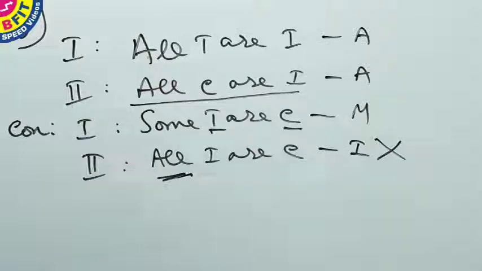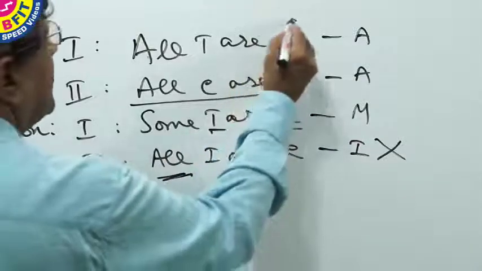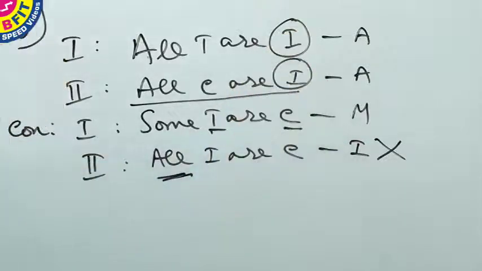Now let us go to conclusion 1. Some T are C. It is a mediate inference and we have to draw conclusions from two statements. We have to verify whether there is a common term. Yes, there is a common term, I. Is it aligned? No, it is not aligned. Therefore, we have to align.